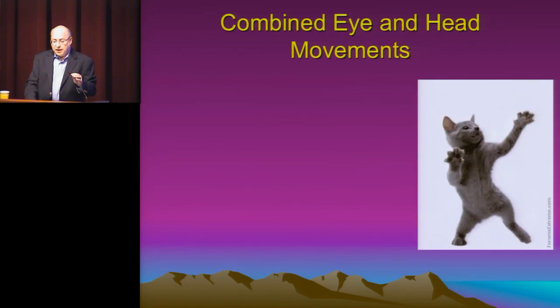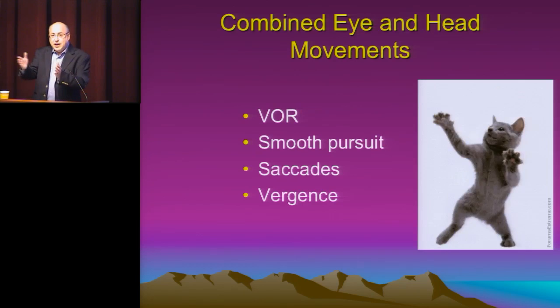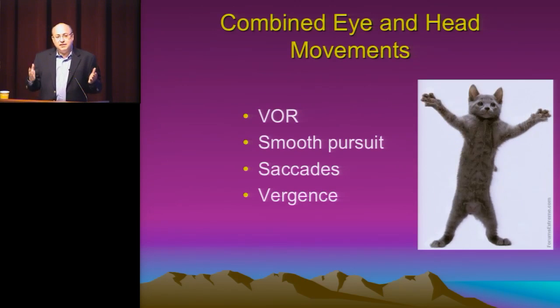What if we want to really shake it up and move our eyes and heads together, right? Then we use all these systems at once. We'll use the vestibulo-ocular reflex, the saccades, smooth pursuit, the vergence, all aimed to keep the fovea focused on where we want to do.